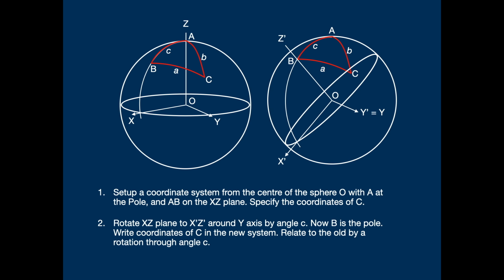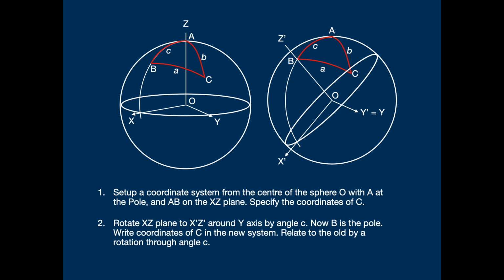You first set up a coordinate system from the center of the sphere O with A at the pole. So I have set O as the center and the coordinate system is x, y, z. So z is, because the pole is above, along z. So A is the pole and AB I have taken to be on the xz plane. So this AB arc is on the xz plane. In this coordinate system, you specify the coordinates of C. Using these angles, you can tell what the coordinates of C are.